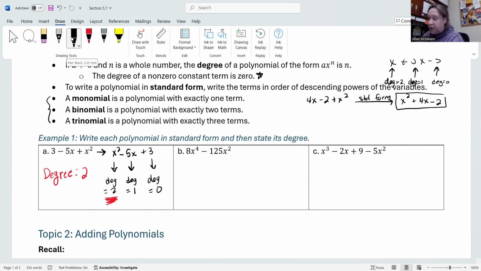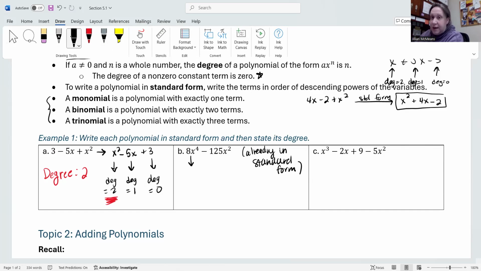Okay, now let's look at part B. Part B, we have 8x to the fourth minus 125x to the second power. If I look at the exponents, they're already in descending order. So this one is already in standard form. Now I just want to look at the degree of each individual term.